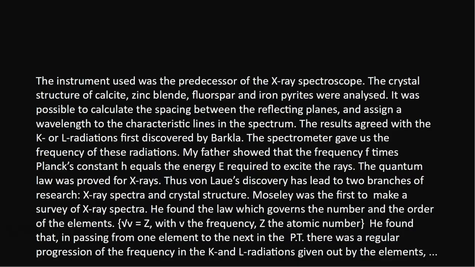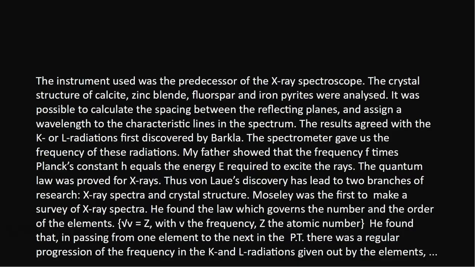Von Laue's discovery had led to two branches of research, X-ray spectra and crystal structure. Moseley was the first to take a survey of the X-ray spectra, and he found a law which governs the number and the order of the elements. The square root of ν is proportional to Z, where ν is the frequency and Z is the atomic number.